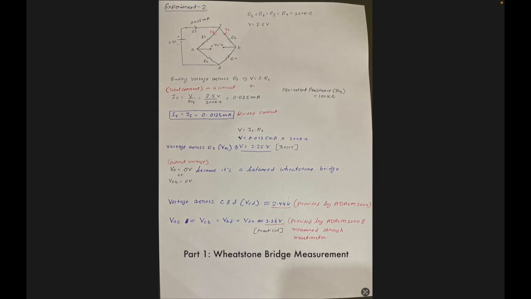This is my theoretical representation of part 1 of our experiment. Here we can see this is a Wheatstone bridge in which R1, R2, R3, R4 all resistors are 100 kilo ohm, and the voltage is 2.5 volt. Here we also see that all resistors are equal, which means the ratios of all resistors are equal. So this is our balanced Wheatstone bridge.